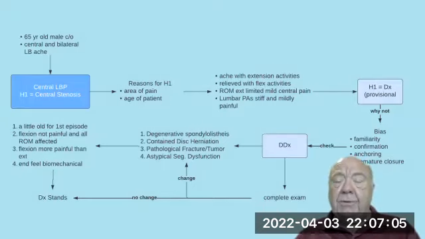Contained disc herniation, all of the movements are painful, not just extension, so it's not going to be that. Your PA on that is not going to be stiff, it's going to be extremely painful, so it's not that. Also, the age is wrong. These contained disc herniations occur in 28, 30-year-olds.